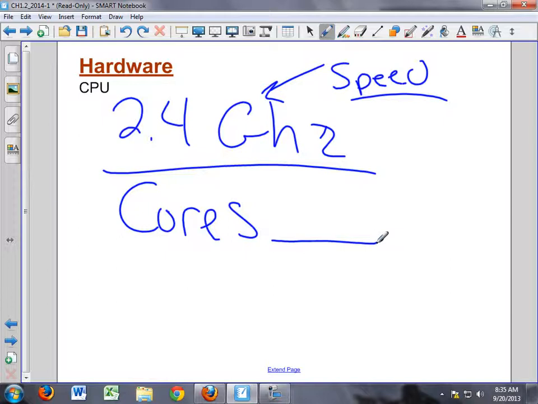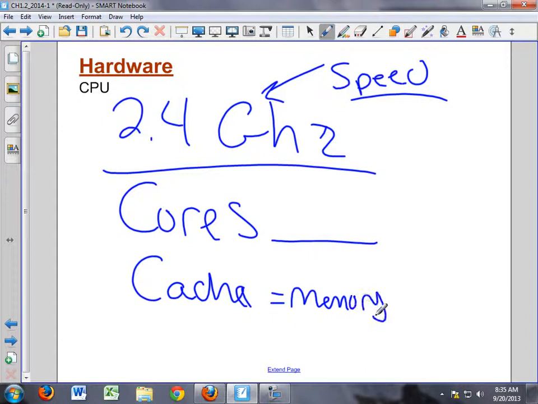So if this one's 2.4 single core and this is 1.8 quad core, who wins? 1.8 quad core does, some of the time, not all the time. And we have one other thing that you guys probably have never heard of, and that is cache. Cache is C-A-C-H-E, which is memory on the CPU. Lots of people don't know there's memory on the CPU. That is one of the biggest things that affects how fast this thing works.